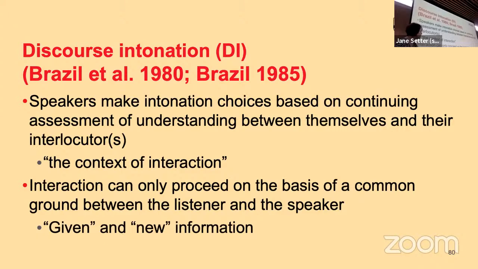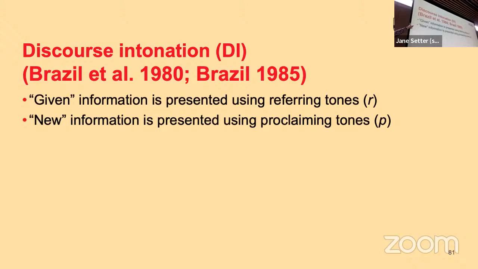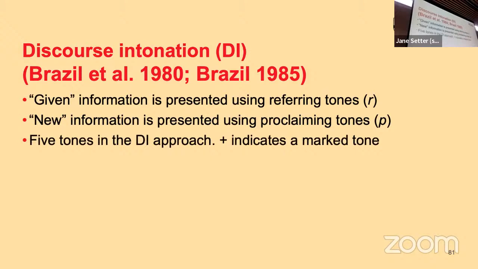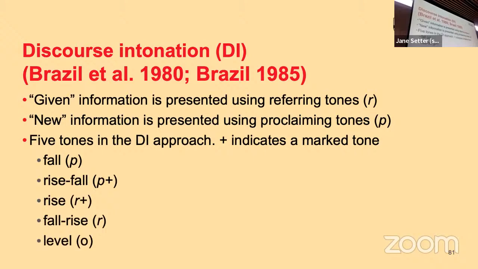Given information is the common ground between the listener and the speaker. And new information is stuff that I'm bringing that's new to the conversation, stuff that I need you to know. So we present given information with referring tones in this paradigm and new information with proclaiming tones. And there are five of those in this approach. So here they are: a fall, a rise fall, which is considered a marked P tone, then a rise, which is a marked P tone, a fall rise and a level. And this is based on British English.